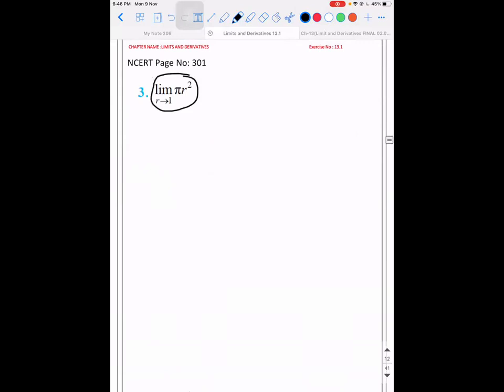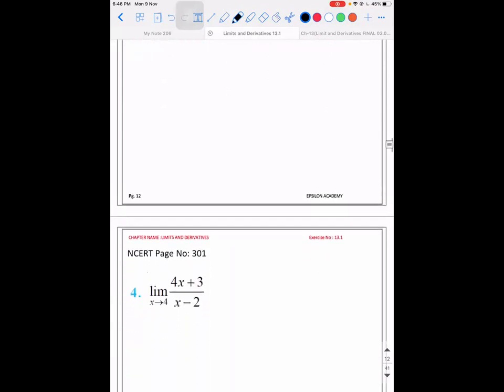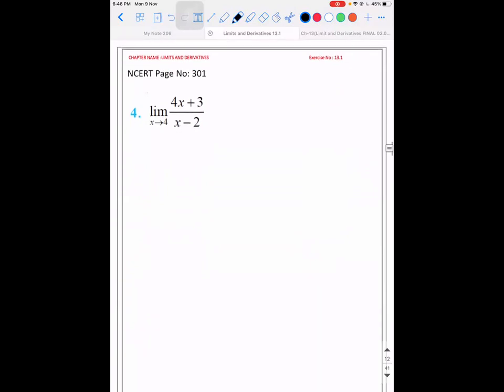Limit r tends to 1, pi r square. Tell me how to solve this. Limit x tends to 4 means you can directly substitute the value. So it will be 16 plus 3 divided by 2. It is 19 by 2.